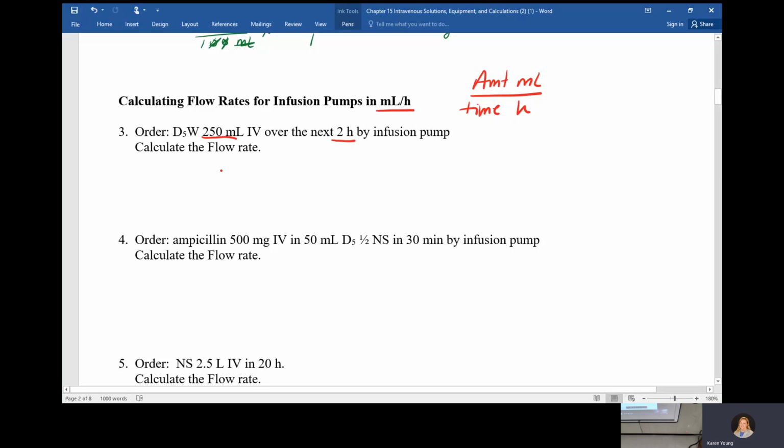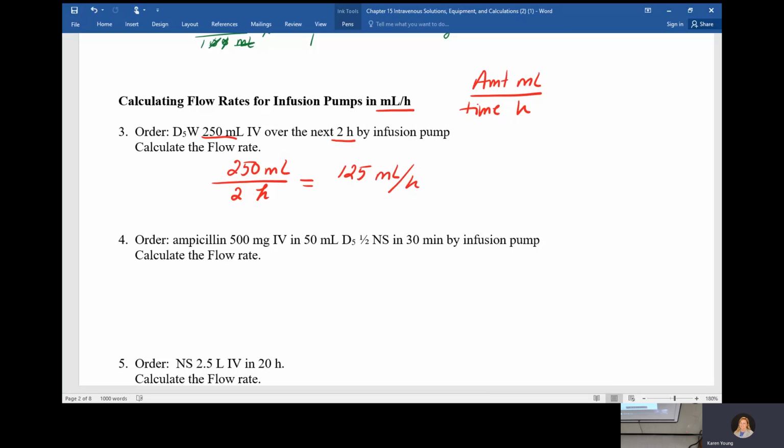So we're going to take our 250 milliliters over our 2 hours. It's in milliliters per hour. So I'm simplifying. 250 divided by 2 is 125. It's 125 milliliters per hour. That's my flow rate. This chapter starts off real easy, guys.